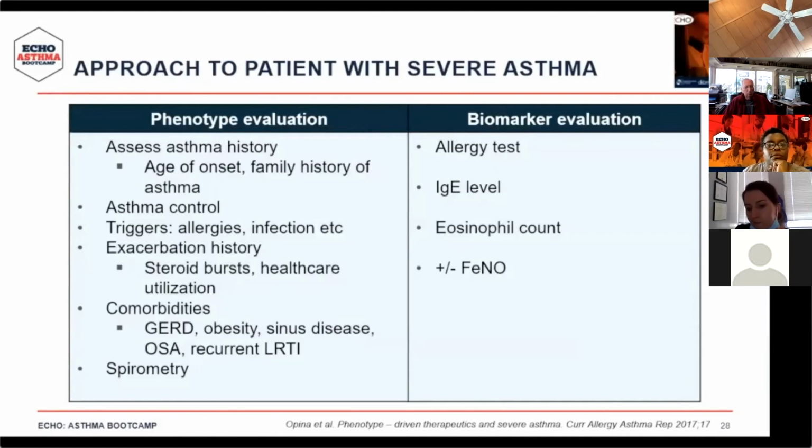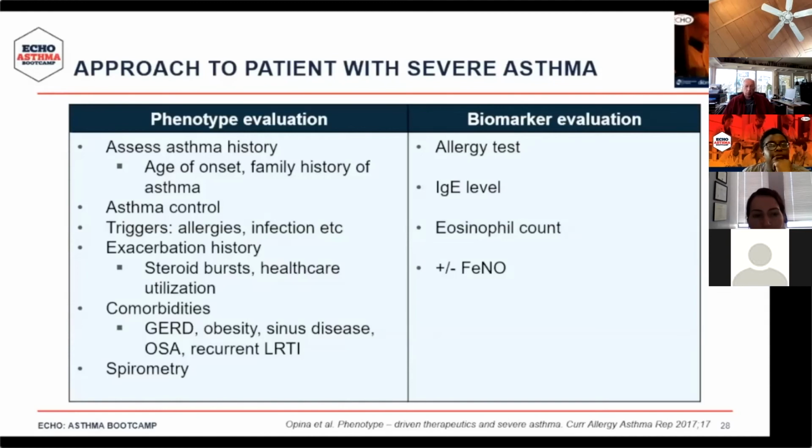So to review for a phenotype evaluation, you really want to get an appropriate asthma history. How old were they when they first started having asthma? Do they have a strong family history? How's their asthma control? Are they high healthcare utilizers, or is it well controlled? Do they have frequent exacerbations? What is it that triggers their symptoms or exacerbation? Is it allergies? Is it more infections? Is it more exercise? Is it aspirin? What is their exacerbation history? How many steroid bursts did they get in the last year? How often have they gone to the emergency room? Have they ever had an intensive care unit admission?